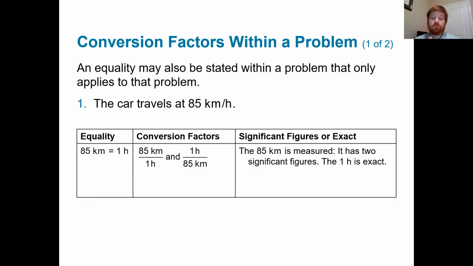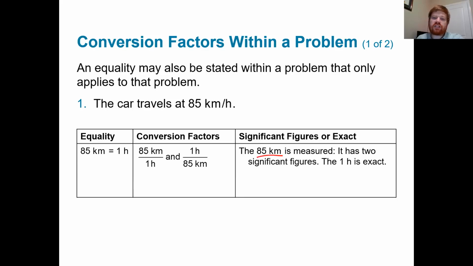Okay, so first up, we want to notice conversion factors that occur within a problem. So for example, you may have a conversion factor given to you in a problem like this. The car travels at 85 kilometers per hour. Well, the equality is that the car is going to travel a distance of 85 kilometers for every 1 hour that it's traveled. So the conversion factors would be 85 kilometers per hour, like we say, or 1 hour per 85 kilometers.